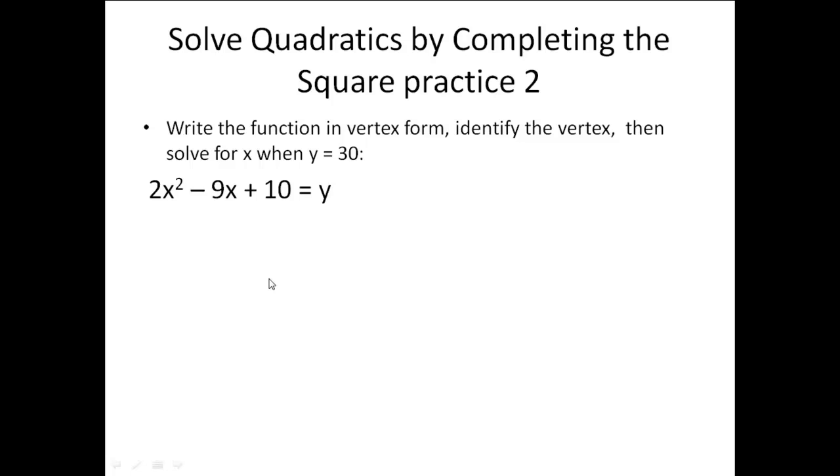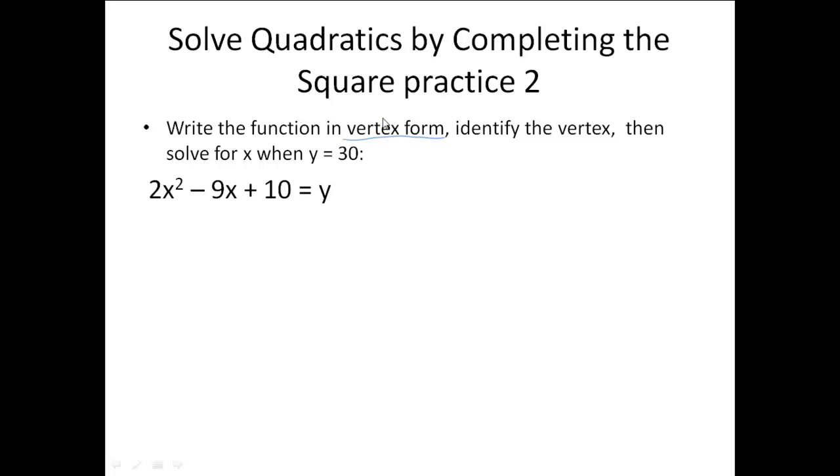Okay, here is another one. This one has a few more things that it's asking. First thing it wants us to do is to write the function in vertex form. From there, we need to identify the vertex and then solve it for x when y is equal to 30. So we're going to tackle this vertex form first.